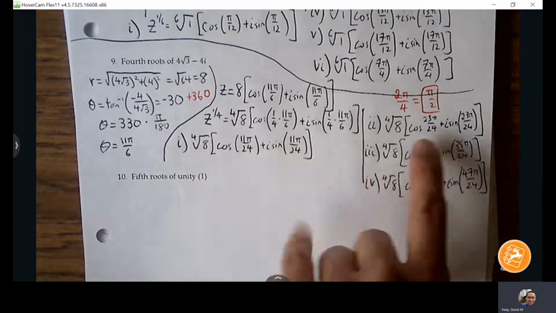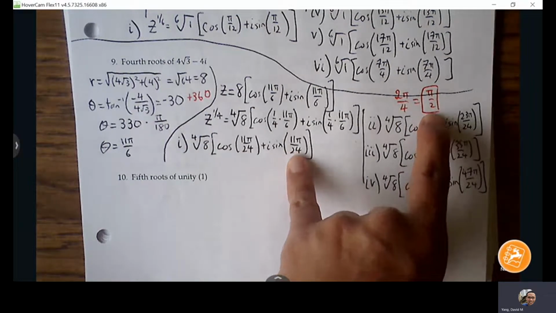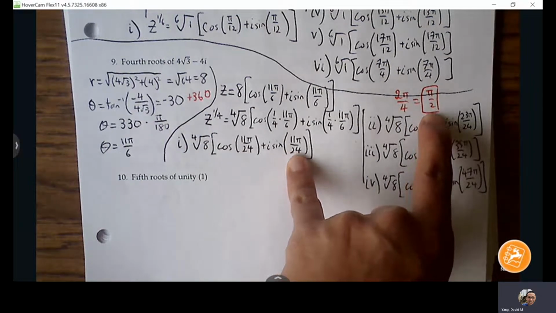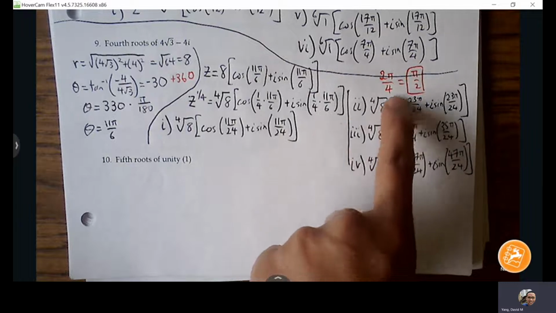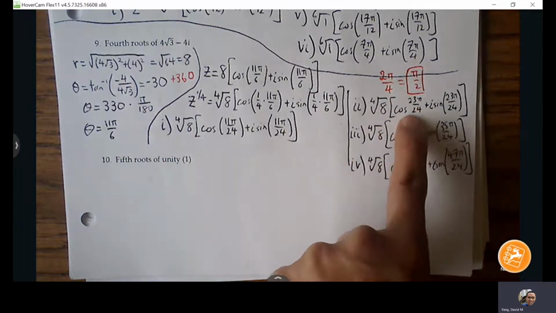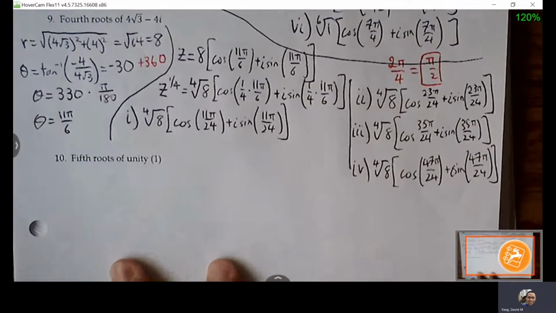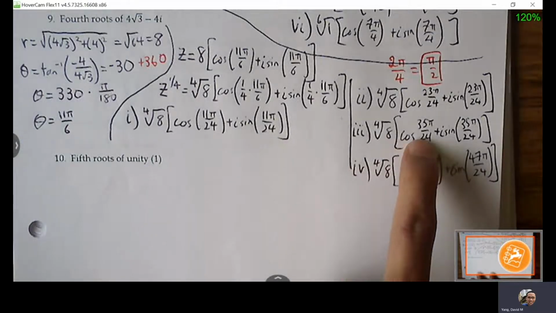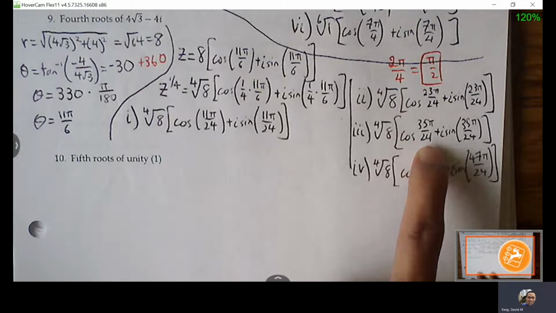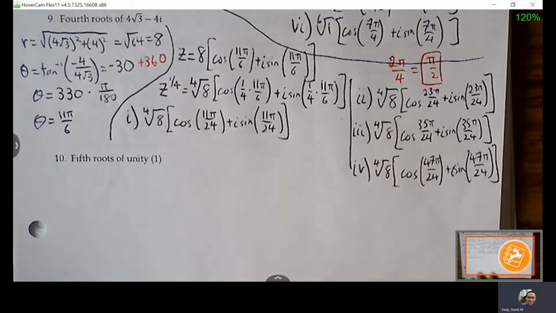So you have one solution. All you do is find the other solutions by continuing to add pi over 2 to the previous radian measure. So 11 pi over 24 plus pi over 2 gives us 23 pi over 24. Then 23 pi over 24 plus pi over 2 gives you 35 pi over 24. 35 pi over 24 plus pi over 2 gives you 47 pi over 24.